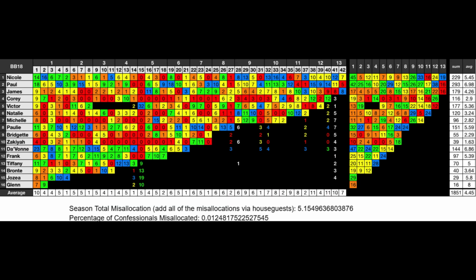So the total season misallocation, which I did by adding all the misallocation for a house guest, is 5.15, and then I divided that by the episode sum, and I got the number that's showing at the very bottom. So, yeah.